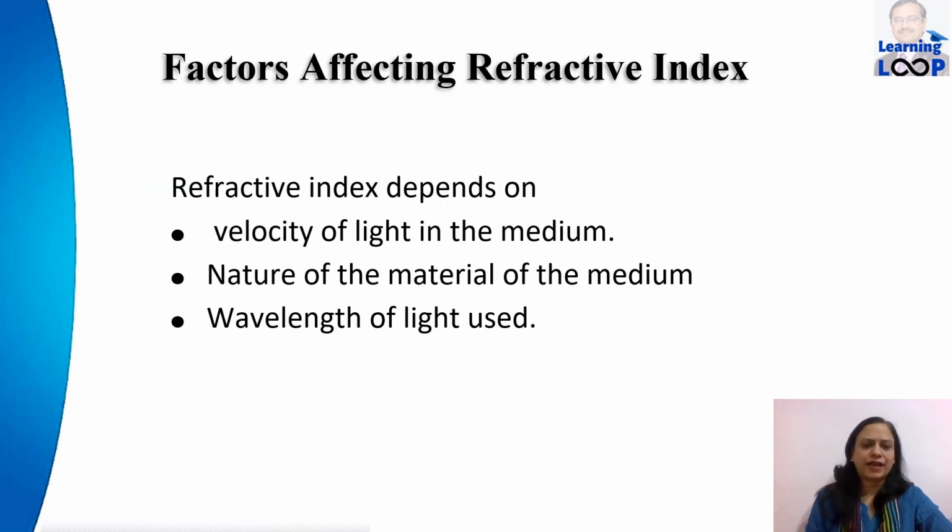Now there are certain factors which affect the refractive index, and these factors are the velocity of light in that particular medium. So it depends on what the velocity of light is, and the refractive index may undergo a change according to that. It depends on the nature of the material of the medium, what material is actually used to make up that medium, and also it depends on the wavelength of the light that is used.